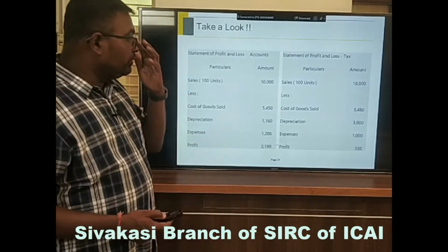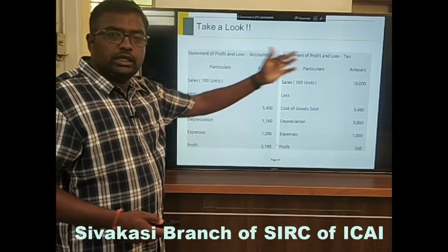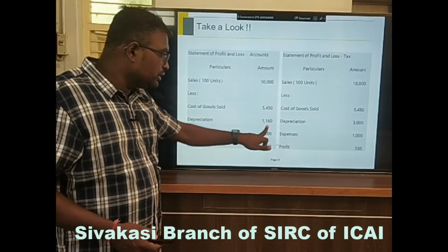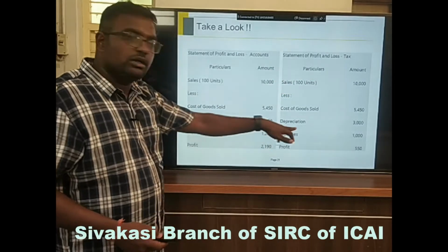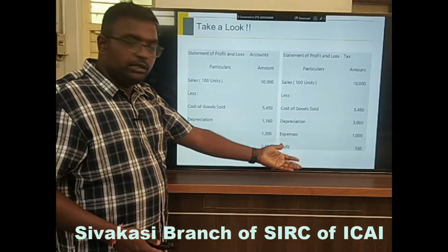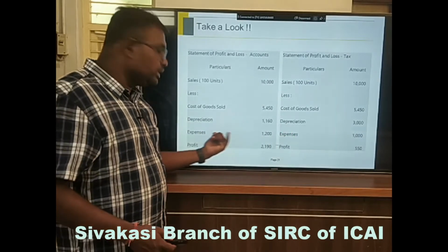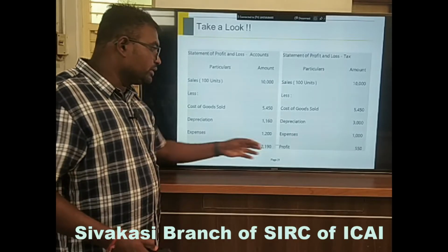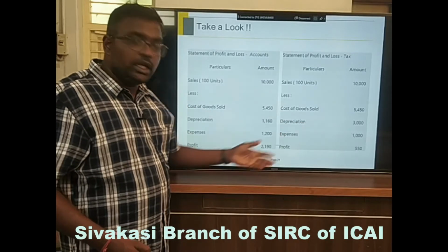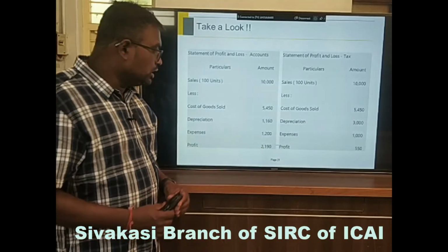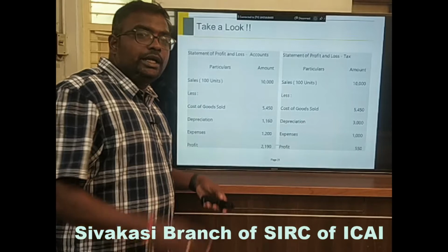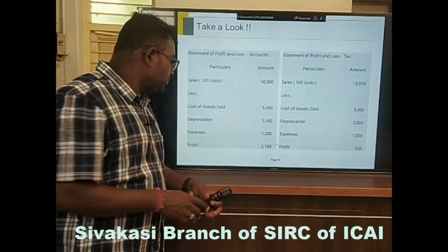Again, I am giving you an example. This is the accounts P&L, and that is the tax P&L. You can see the differences here. Depreciation differs, because for income tax we follow a different depreciation method, whereas the depreciation under accounts is different. Expenses are 1200 and 1000. Why? As I told you in my bonus example, the bonus of 200 is not allowed because I have still not paid it. It is not allowed under section 43B.